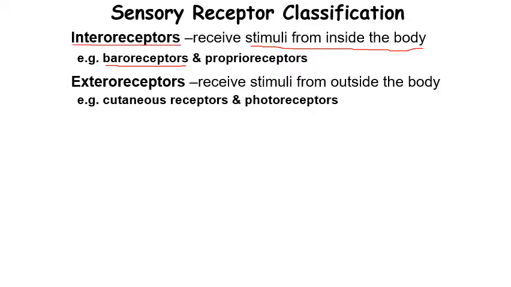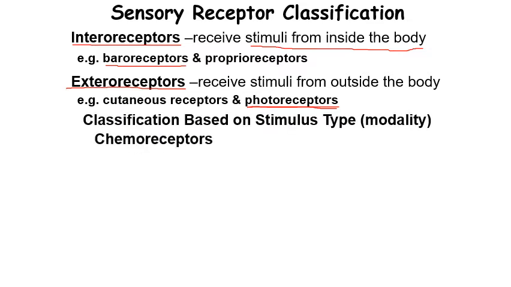Exteroreceptors, on the other hand, receive stimuli from outside the body. Just going from our example with light energy, the photoreceptors are in your eyes. The light energy is coming from outside the body. If a flash of light happens in front of you, your eyes, your photoreceptors pick up this flash of light and can transduce that energy and send it back to the brain. And photoreceptors are picking up the stimuli from outside the body, so they are exteroreceptors.